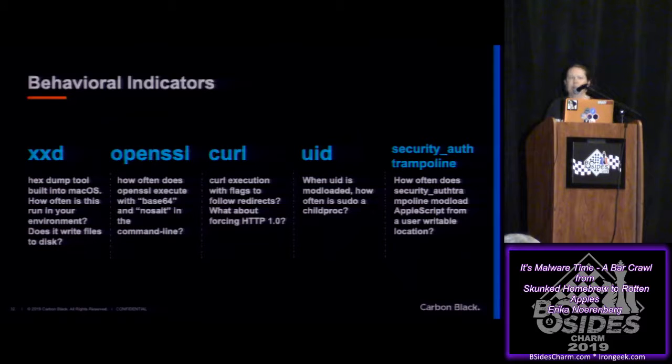UID, very uncommon as an actual child process. And security auth trampoline. How often is security auth trampoline actually loaded as a module from AppleScript from a user writable location? Those things are very uncommon, that combination. And the actual combination of curl and OpenSSL, or the combination of these three things together, curl by itself or OpenSSL or XXD by itself may not be a very good indicator. You combine these behaviors into one, and it's very uncommon.